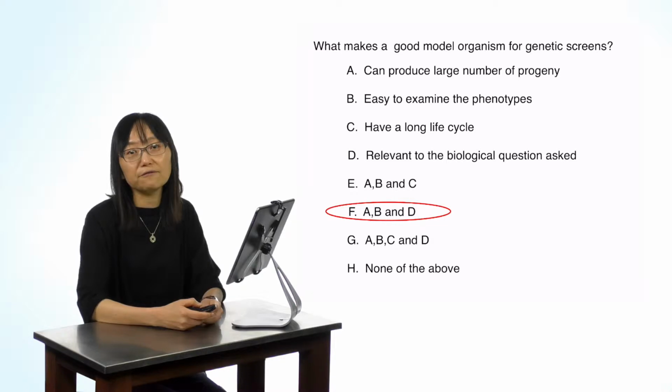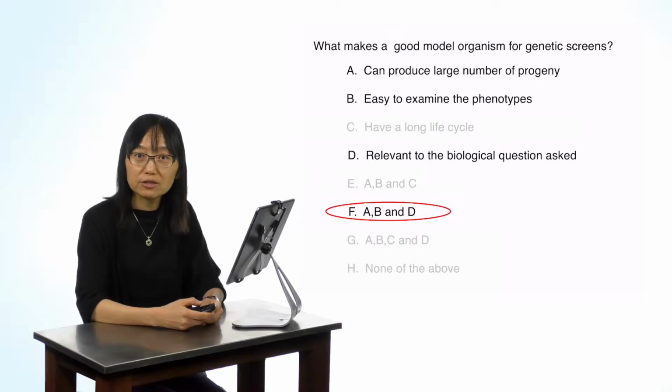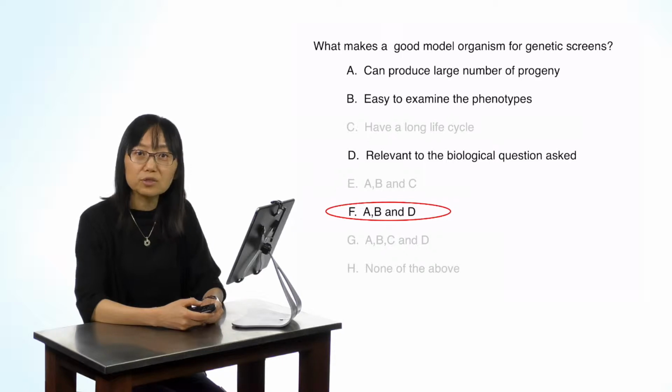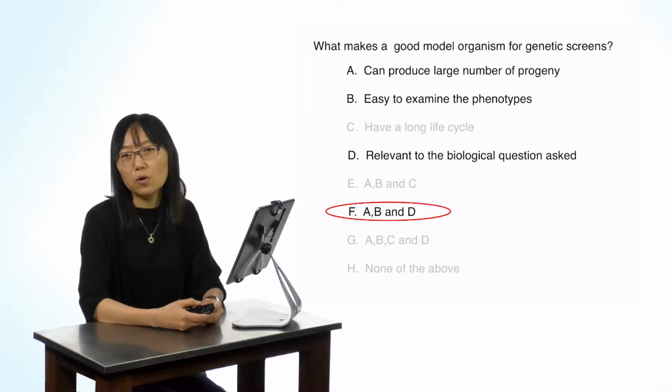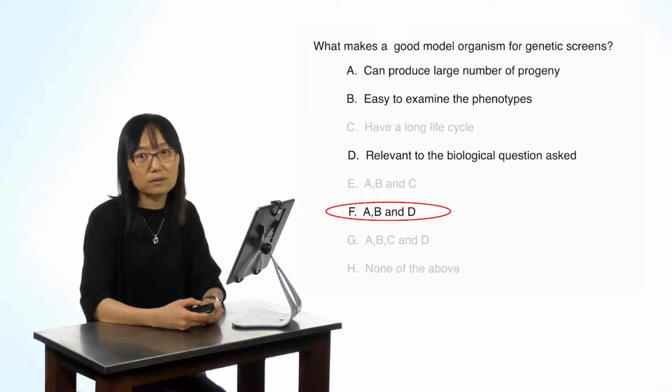The answer is F. You want your model organism to have a short life cycle and can produce a large number of progeny. This is important because you don't want to wait for a long time to do one experiment. You also want the model organism to have the structure or function that are relevant to your question. For example, if you want to study heart development, then the yeast may not be your first choice because they are single-cell organisms which do not have a heart.